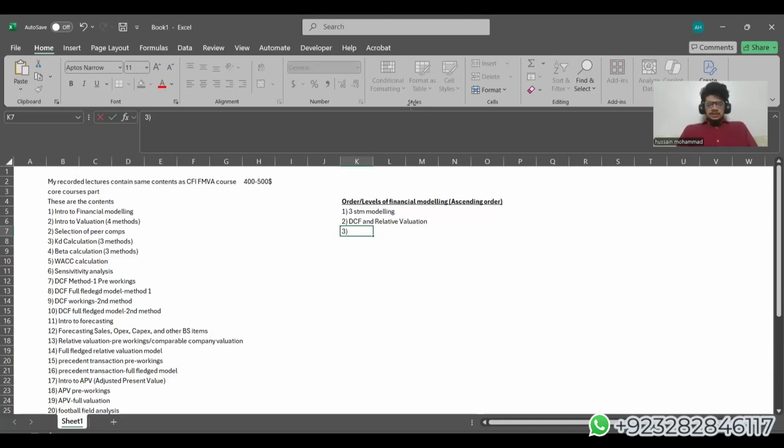Now, the third level, I would say after this, is FP&A models. People who want to work in the FP&A field will know that budgeting, forecasting, and scenario analysis are the things they need to learn. This is also a slightly more complex part. The fourth one, which is the most complex part, is project finance models.